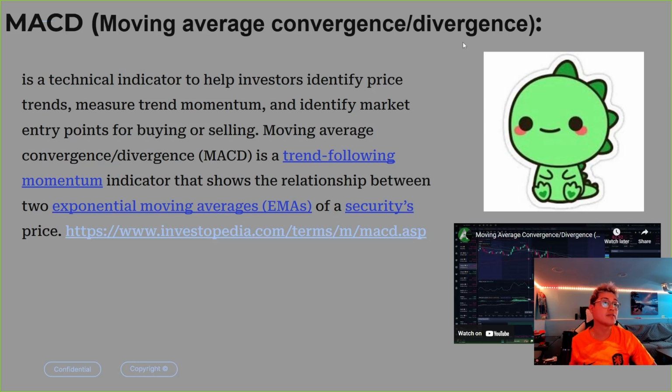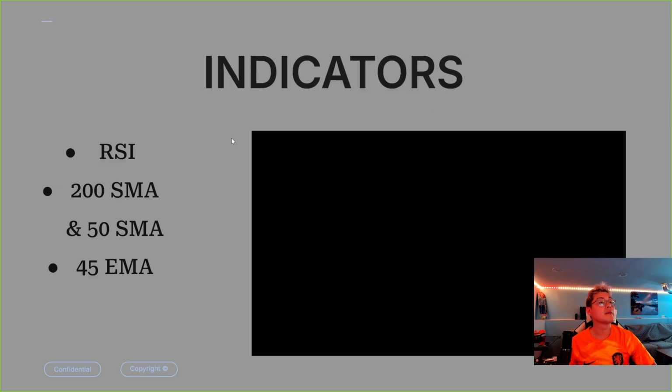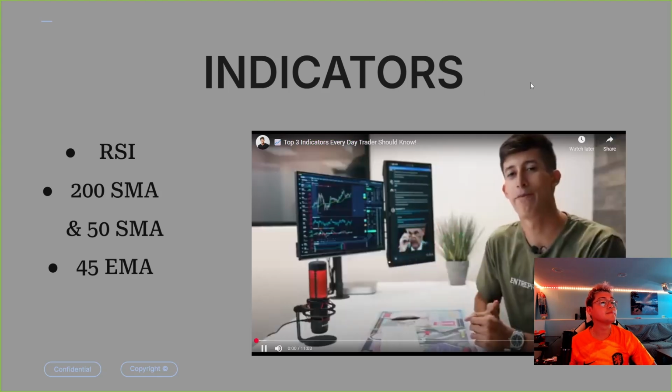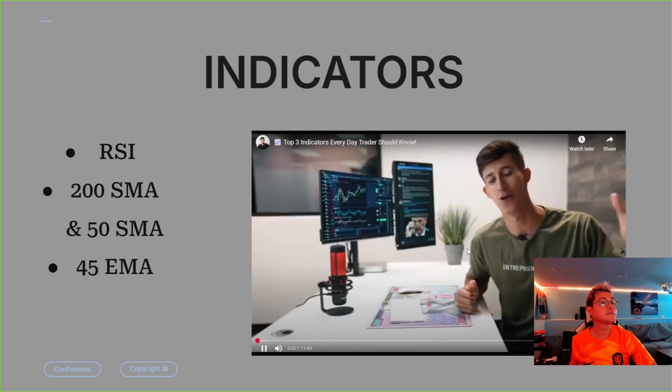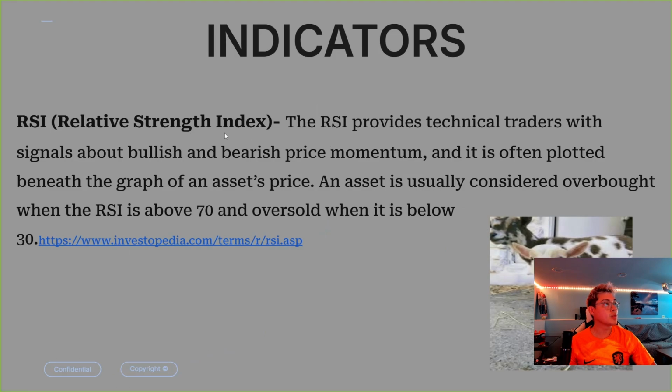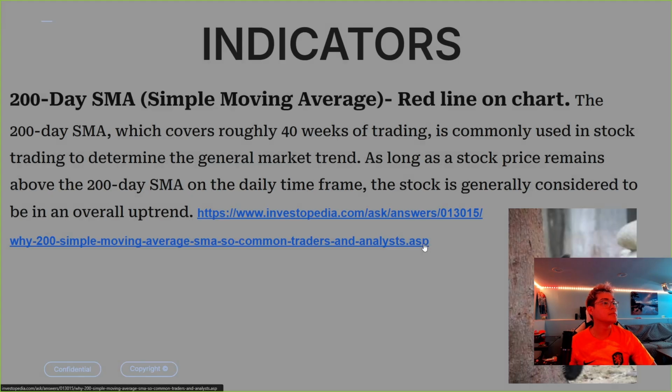MACD, moving average convergence divergence. Okay, I got the RSI, 200 SMA and 50 SMA, simple moving average, exponential moving average, and relative strength index. He of course explains it to me very thoroughly. So what are the top 3 indicators for beginners? What's going on, team? All right. Relative strength index. You can pause it and read it. The 200-day simple moving average.